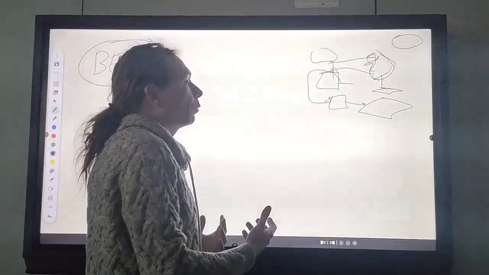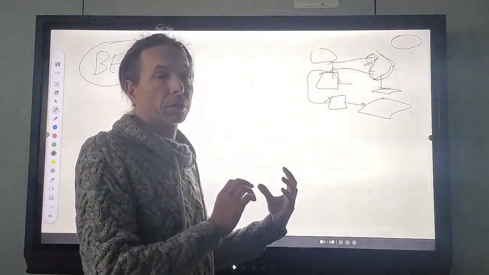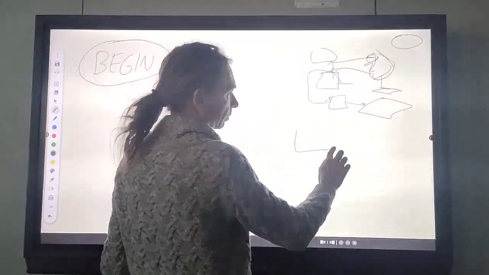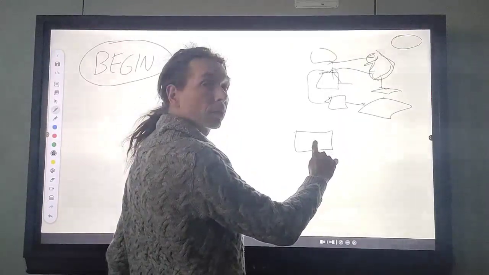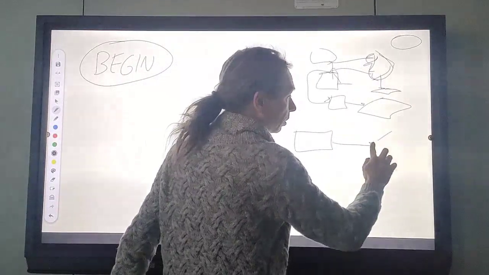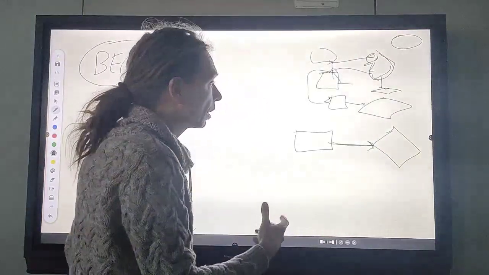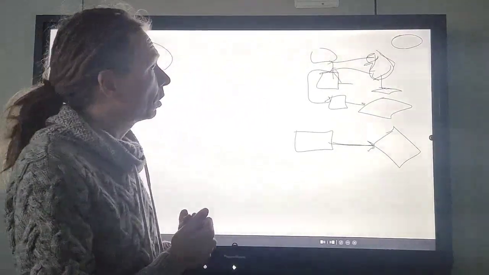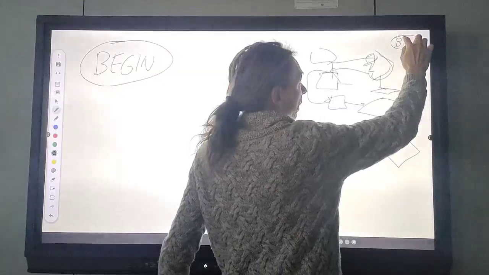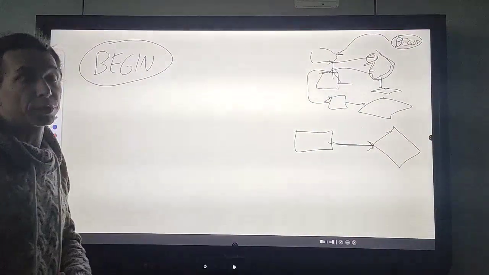Then I will go from one shape to the other using the arrows. I go from one shape to the other, I don't know, let's make this one, using an arrow. So I need to know which is the first one, and begin tells me that. For example, okay.